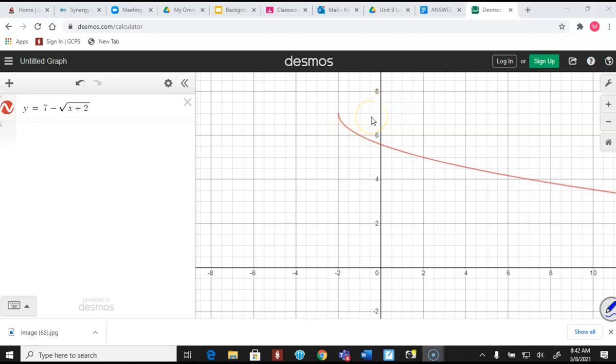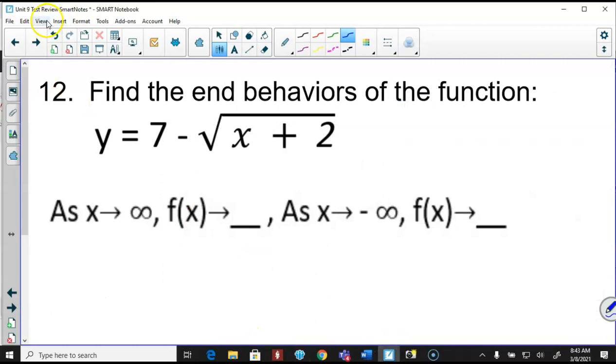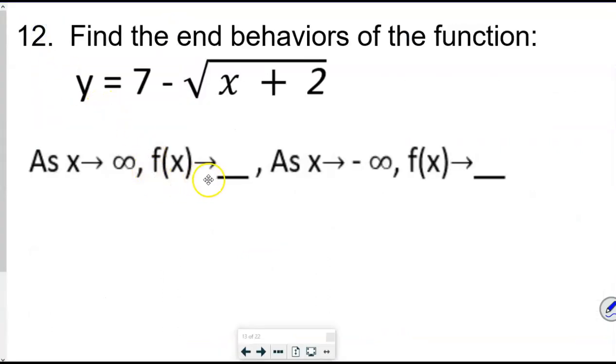Y'all see it? This value right here is at 7, right? So as we head this way, we're headed towards negative infinity. As we head this way, we're headed towards what? 7. Okay? Again, let's go back here. So as we head towards positive infinity, we were headed right on this graph, we were going towards negative infinity. And as we were headed left on this graph, we were headed towards 7. Okay?